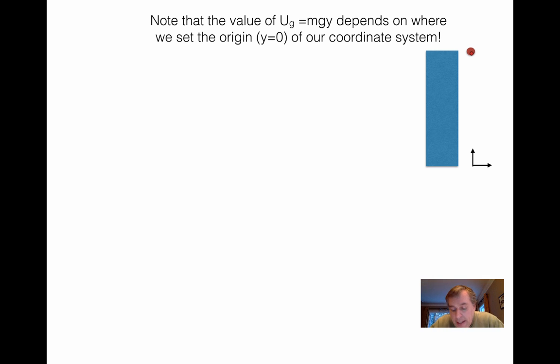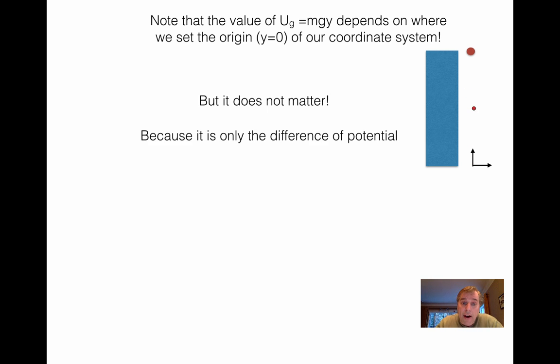Now, there's nothing that prevents you from putting your origin here or anywhere you want. So everybody can have a different value for mgy, depending on their choice of origin. But in the end, it does not matter, because when you calculate something physical, like let's say I drop the baseball from rest and ask you how fast is it moving when it hits the ground, it turns out that everybody will get the same answer no matter where they put the origin, because it's only the difference of potential energy.